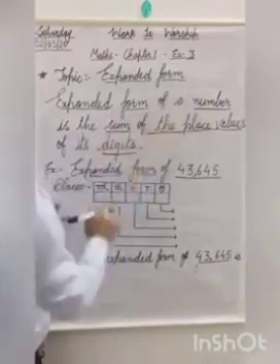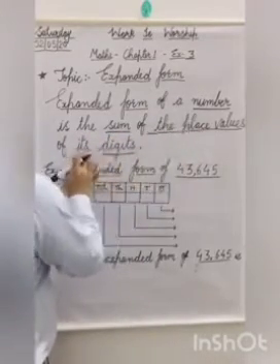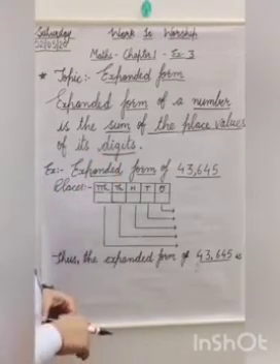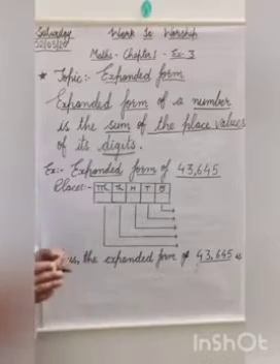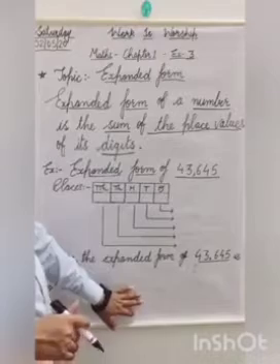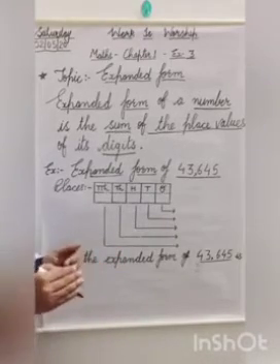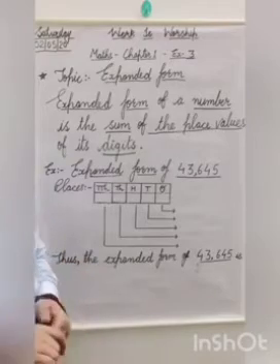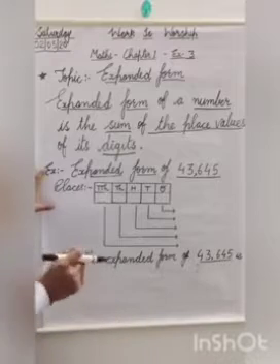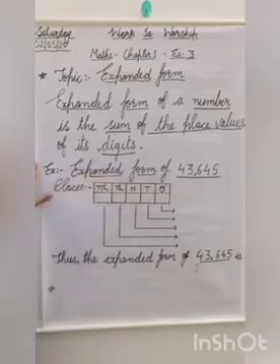Expanded form of a number is the sum of the place values of its digits. It means when we elaborate the place value of the number, it is said to be in the expanded form. जब भी हम नंबर की डिजिट्स को उनके प्लेस वैल्यूज के साथ अलग अलग लिखते हैं तो वो नंबर एक्सपेंडेड फॉर्म में कहलाता है. Now let us understand the concept of expanded form with the help of an example.